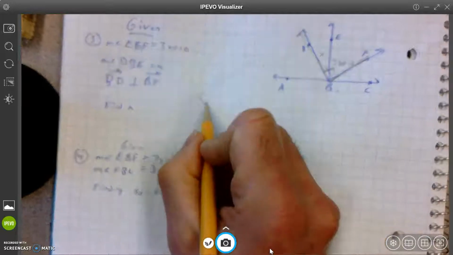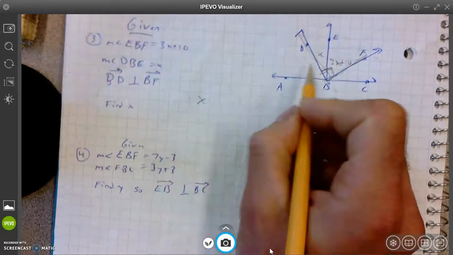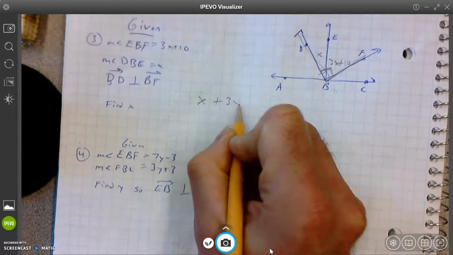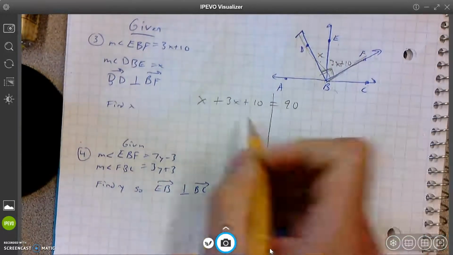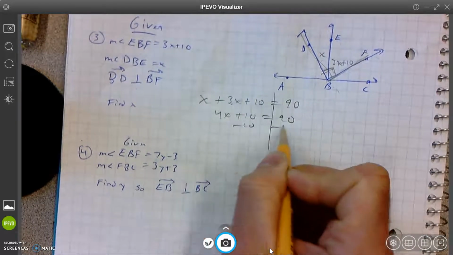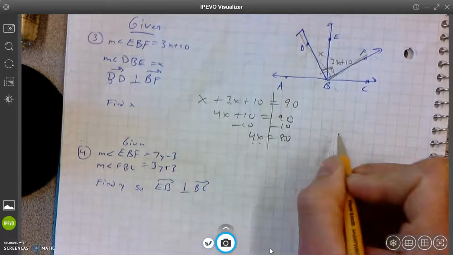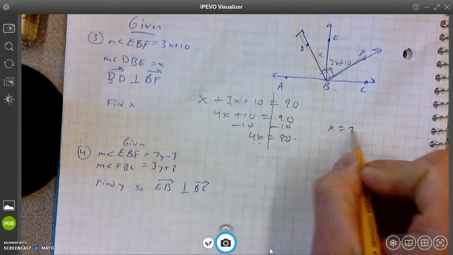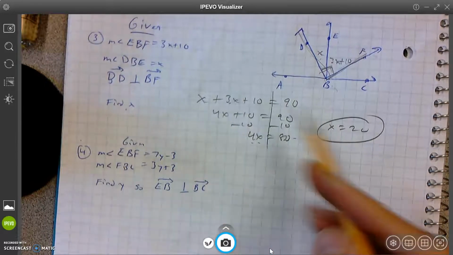So that's going to mean that this angle and this angle have to equal 90 degrees. So x plus 3x plus 10 equals 90. Combine like terms. 4x plus 10 equals 90. Subtract 10. 4x equals 80. 4 times what is 80? I know 4 $20 bills is $80. So that means x is 20. Got it. So x is 20. Is that all I'm finding? Yeah, I got it. Boom.